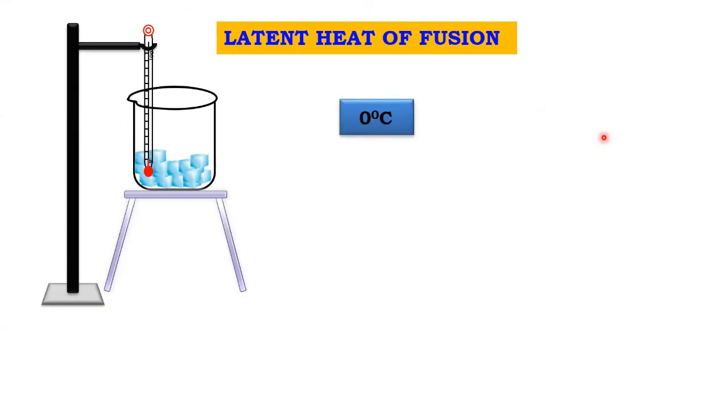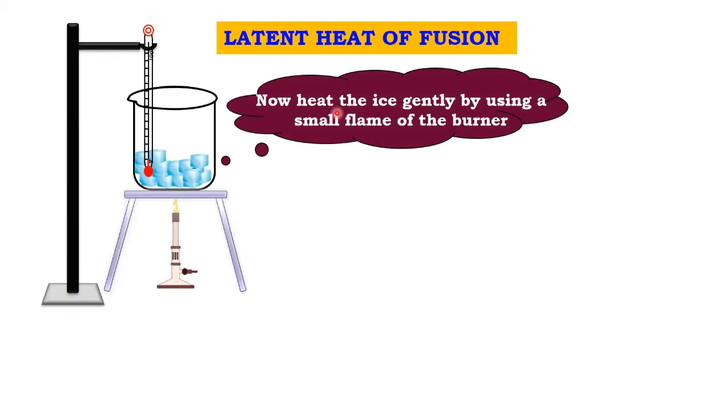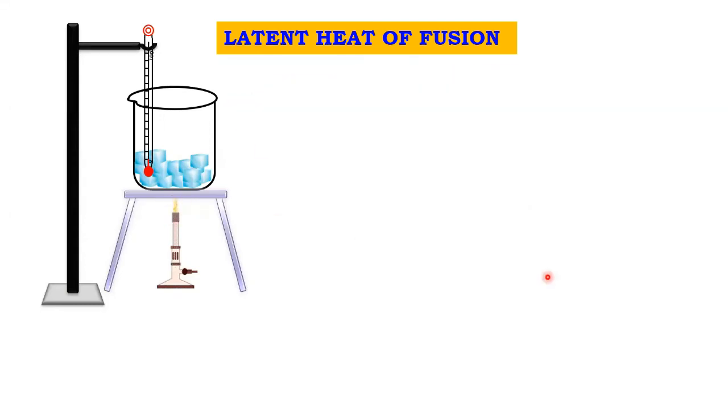आगे देखते हैं. So what we'll do is now heat the ice gently by using a small flame of the burner. So what we'll do is we'll not quickly heat it up. Rather, we'll heat it up very gently with a very small flame, okay, of a burner. हम इसे बहुत आराम से गर्म करेंगे, okay.